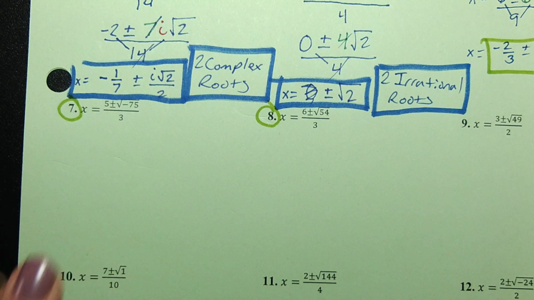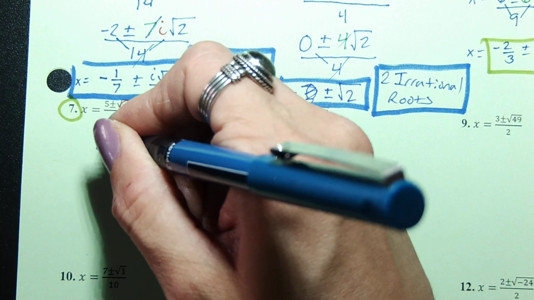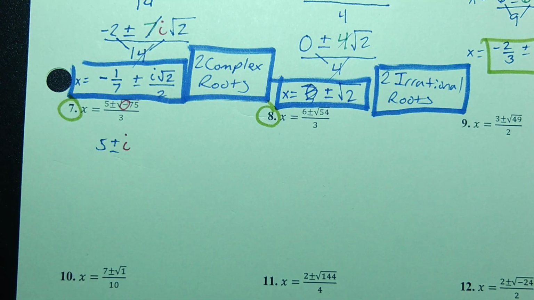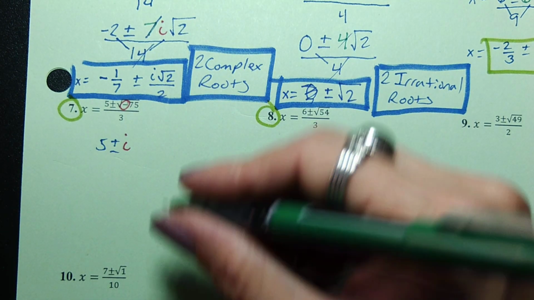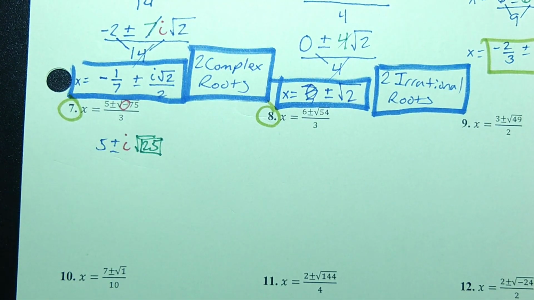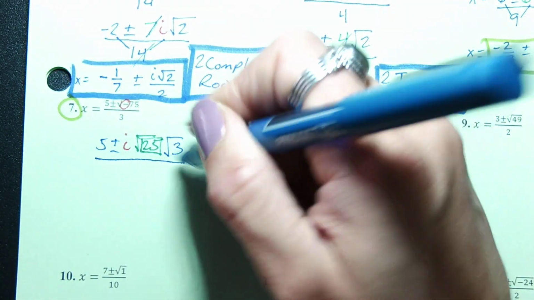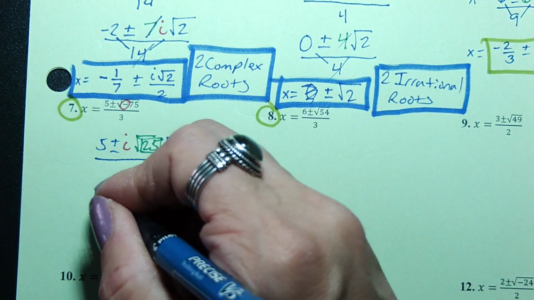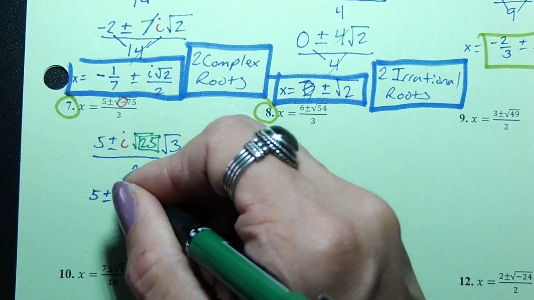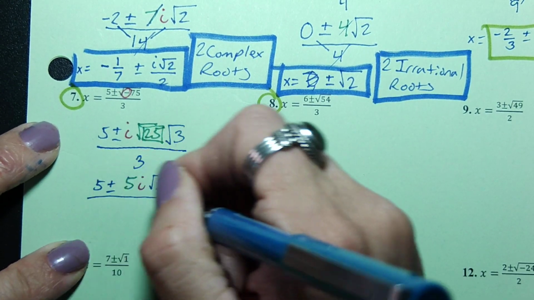So on number 7, as soon as we see that negative under the square root, we know that we're going to have complex solutions. So we start by bringing that out as an I. My perfect square factor of 75, if you think about quarters, would be 25. So 25 is the perfect square that goes evenly into 75. And then the non-perfect square factor is 3. This is all over 3. So 5 plus or minus, the 25 under the square root turns into 5. Then we get I, and then the square root of 3 all over 3.